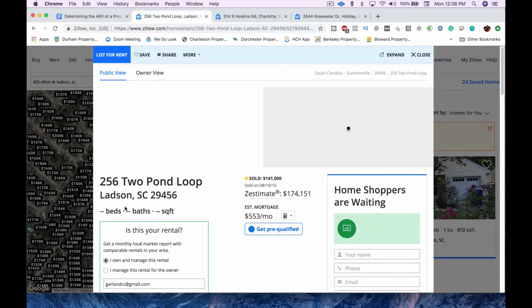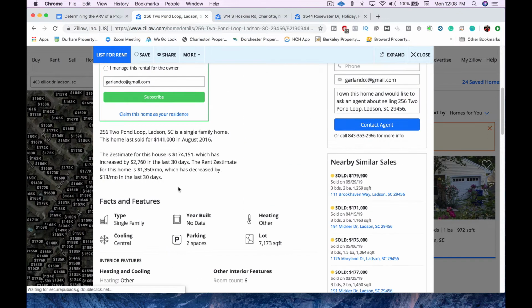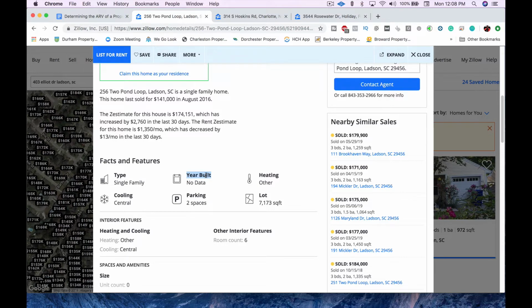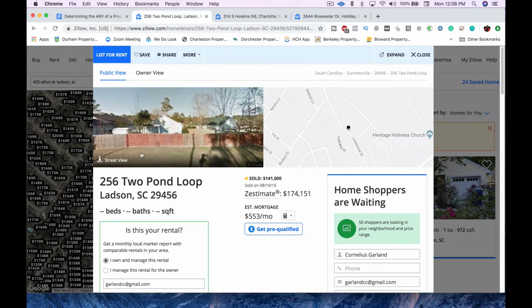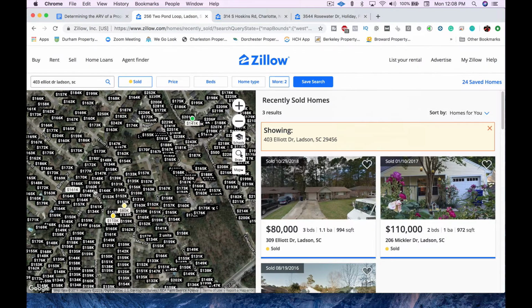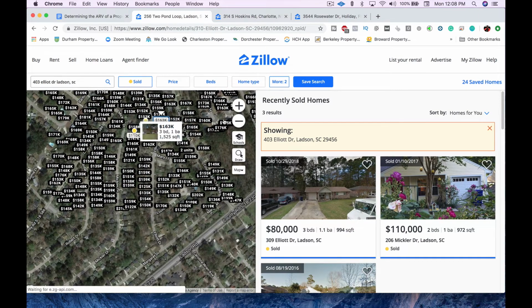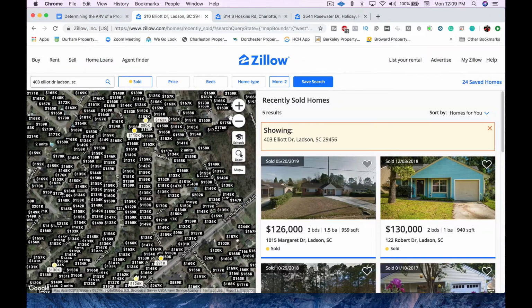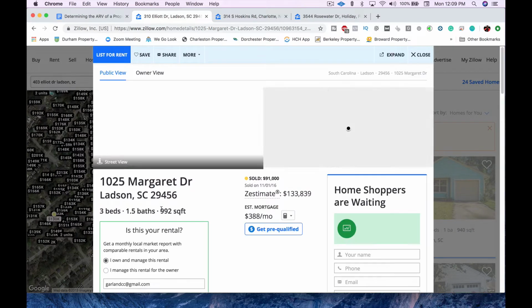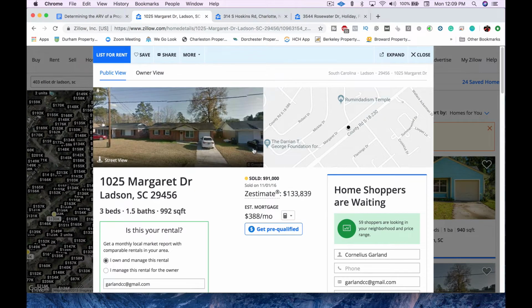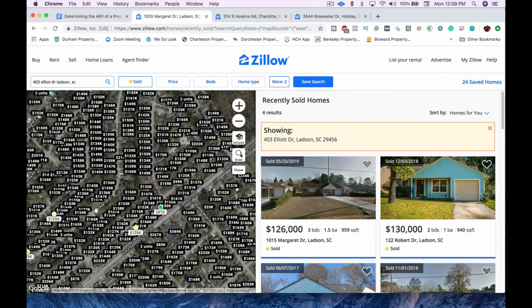So we have 141 square feet here. I believe this might be a new property. Yeah, because it says year built, no data. So that's a new property right there, so we're not going to take that into consideration. So we have a house that sold for $91K. No images. So that tells me it probably sold in as-is condition. Not rehab, but not in poor cash offer condition.